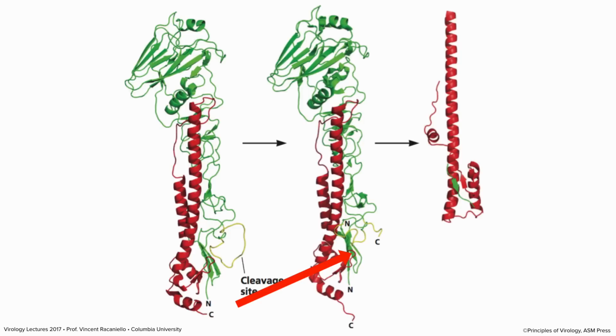This is all extended to form more alpha helices. So here, from this point in the middle of the molecule on, this is all new alpha helix, and the fusion peptide would be at the top here. And that's what thrusts it into the cell membrane.